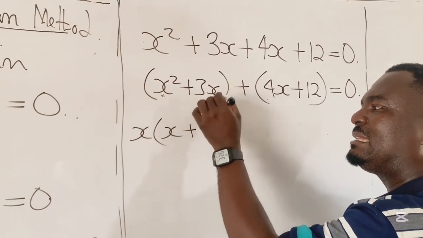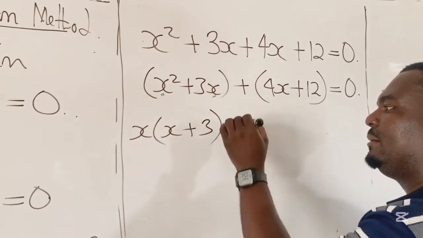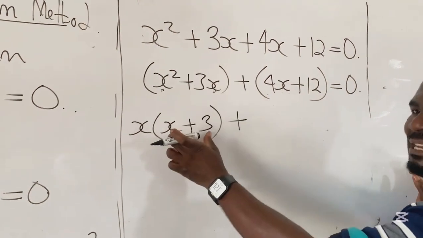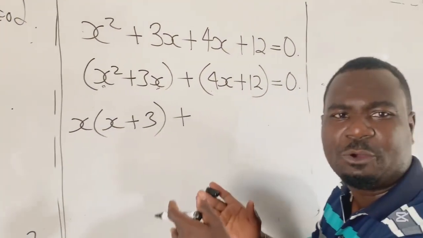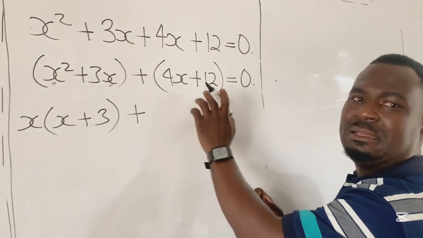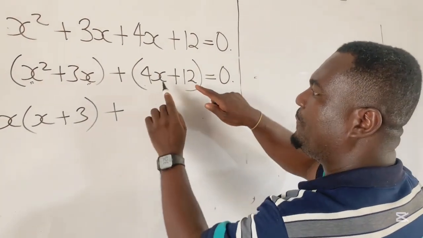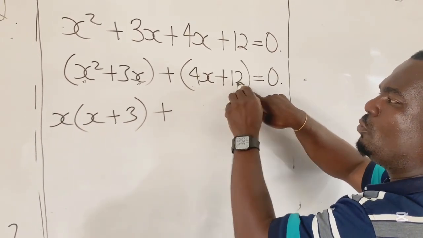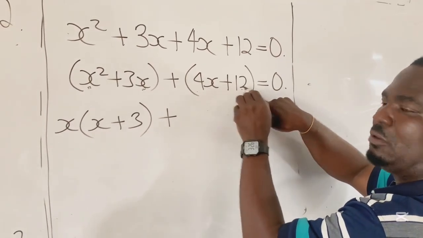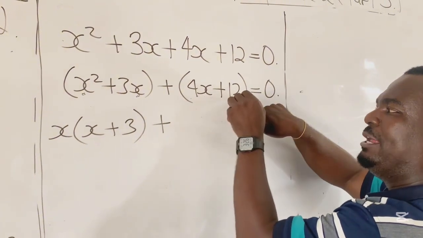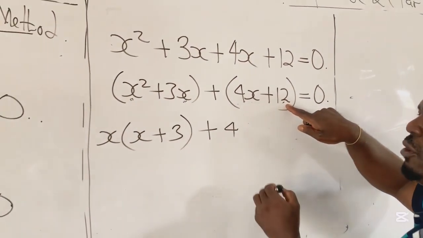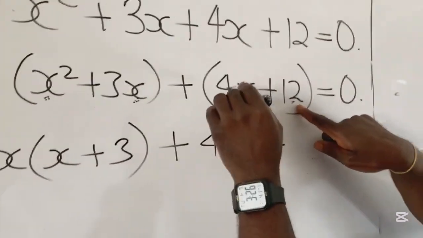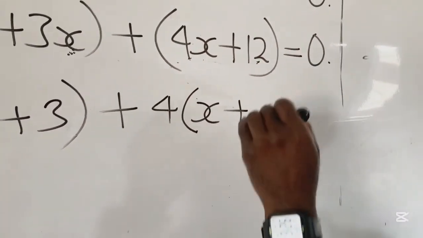Watch it, the same idea you use in solving this, you are going to use in factorizing this. So you find x is here, but x is not here, but check the numbers. 4 can go into 12, meaning 4 is common, so you factorize 4 out. Bracket open, x plus. So 4 goes into 12 how many times? 3.